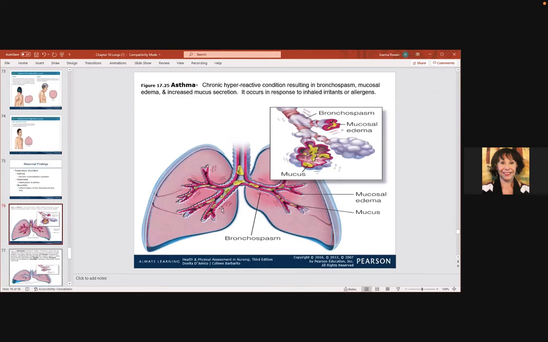Asthma, which is a chronic hyperreactive condition resulting in bronchospasms, mucosal edema, and increased mucus secretion. It occurs in response to inhaled irritants or allergens. And you can see in the picture how the bronchospasms and the mucosal edema are represented. Look at the alveoli, how inflamed they look, or edematous. You can see the mucus inside. So that's asthma.